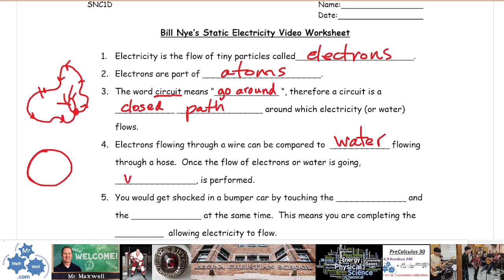So the word here is work. It actually can do work. Electricity can do work by lighting up the light bulb, or by turning the motor on, or by turning the radio on or something. Electrifying your guitar amplifier or whatever.